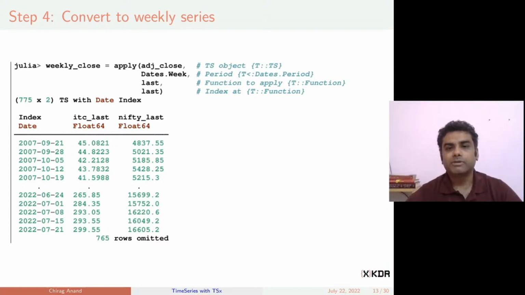The fourth argument is also a function, which is for the indexing operation, which specifies the index value to use for the single value which has been taken from the group. As you can see in the output, the last value has been taken and the last index value has also been taken from each group belonging to the same week. So you can see the index values are a week apart.